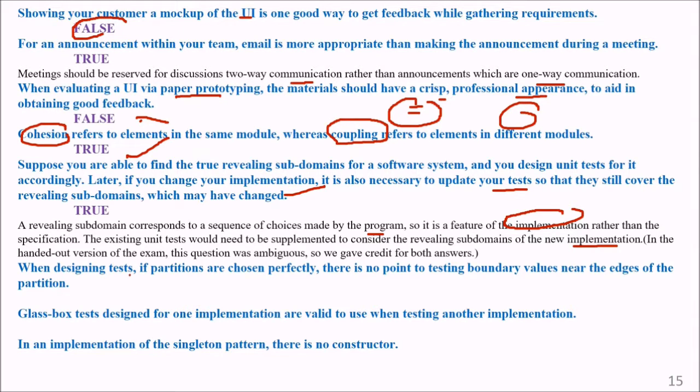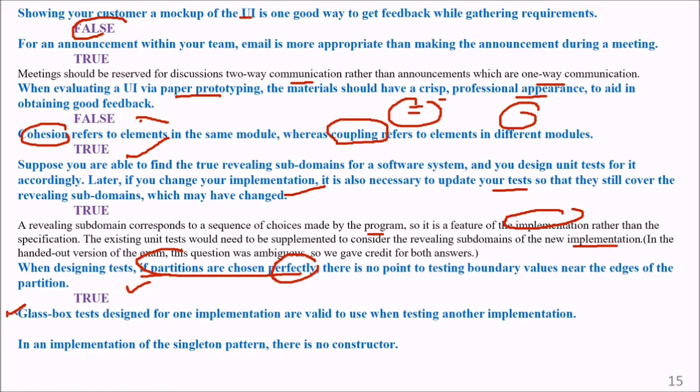When designing tests, if partitions are chosen perfectly, there is no point in testing boundary values near the edges of the partition. Is it true or false? The answer is true. Because if partitions are chosen perfectly, and perfectly is a very important word. Otherwise, you need to go for boundary value analysis.